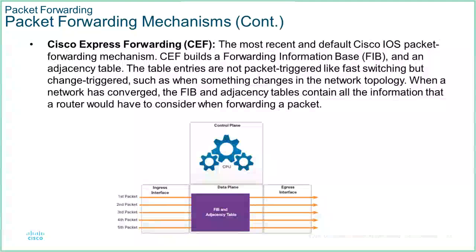The next version is Cisco Express Forwarding, which is basically Cisco's latest iOS's preferred method. So with Cisco Express Forwarding, a forwarding information base is created with all the adjacency tables. So basically what it's doing is, okay, I know all of my networks, so all the possible forwarding decisions are, and it calculates them pre-packet arrival.